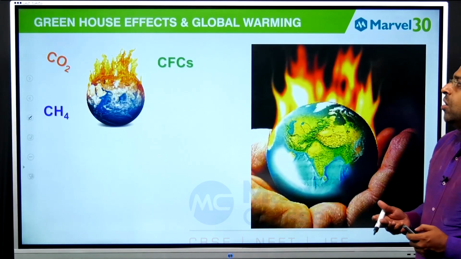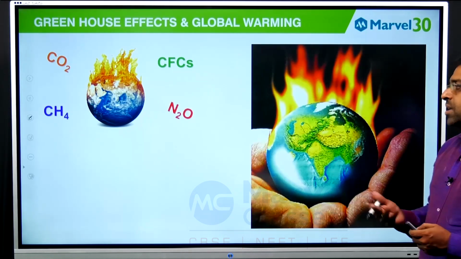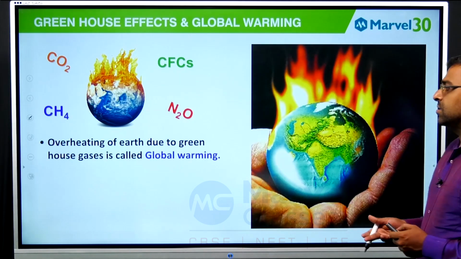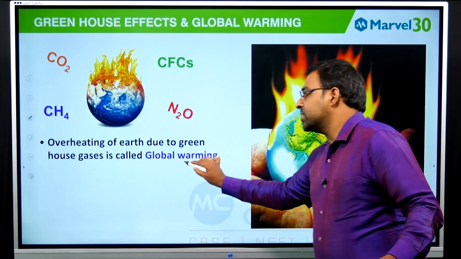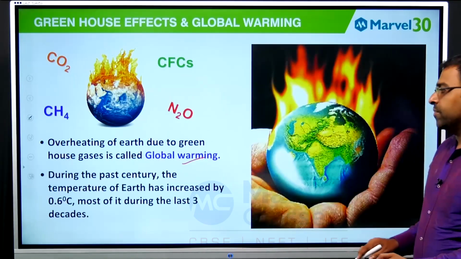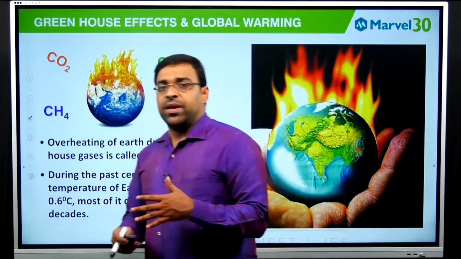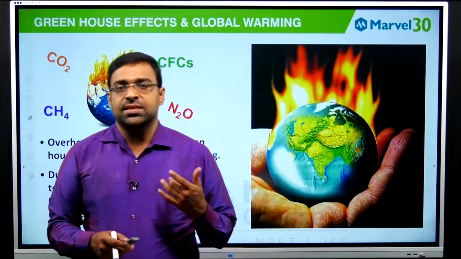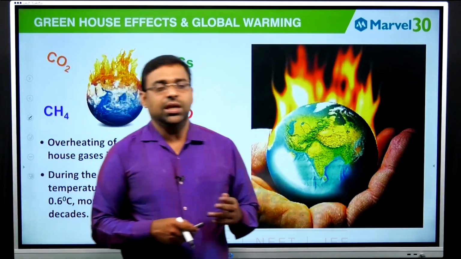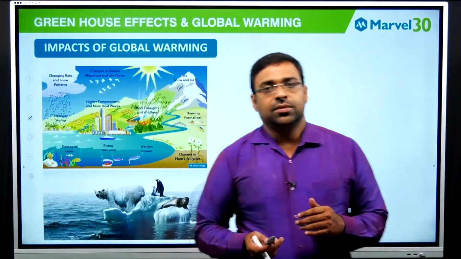So methane, carbon dioxide, CFC and NO2 are some greenhouse gases. Overheating of the Earth due to greenhouse gases is called global warming. During the past centuries, the temperature of the Earth has increased by 0.6 degrees Celsius, most of it during the last three decades.